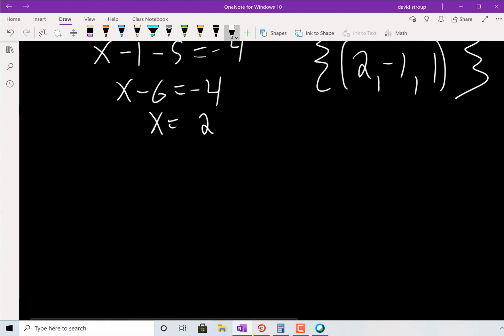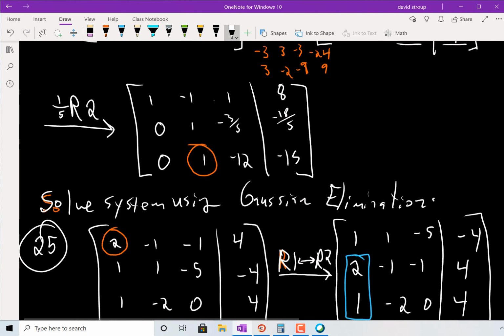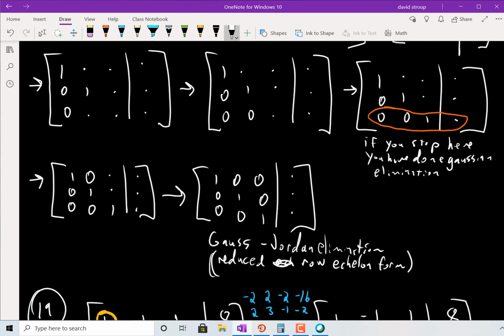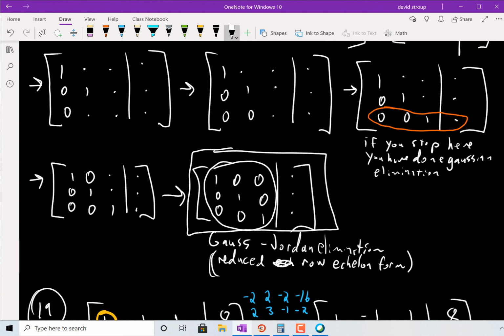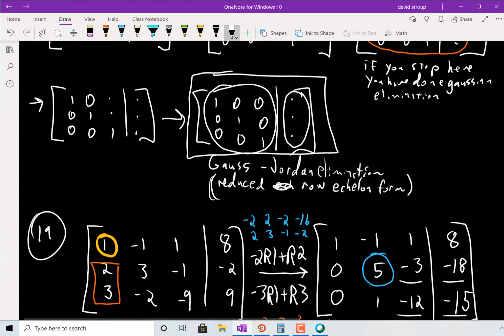Okay, solve the system using Gauss-Jordan elimination. So we want to do another one, but this time we'll go all the way to the end of the elimination, and we'll be able to read our answer directly off of the matrix. Okay, so we want to end up with this thing that they sometimes call the identity matrix. 1's on the diagonal, 0 everywhere else. And then our solution is going to be sitting right here, believe it or not.